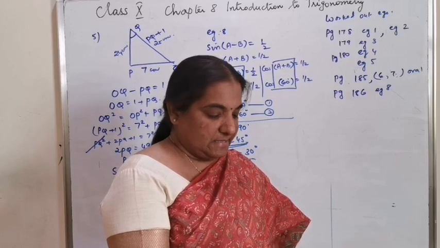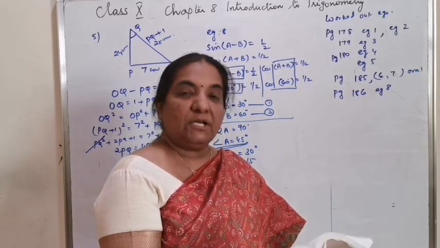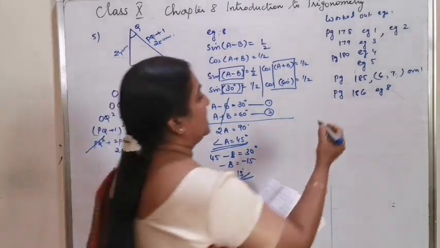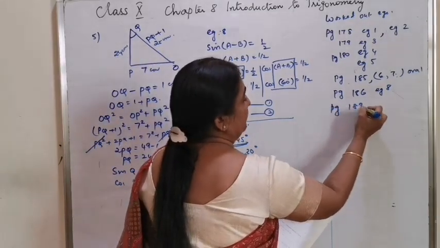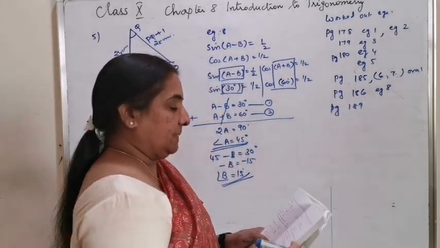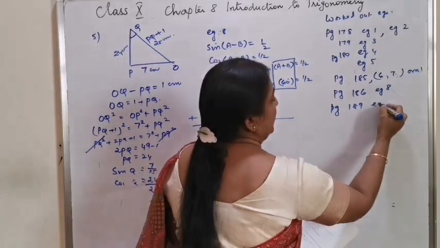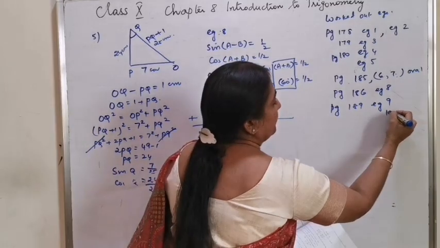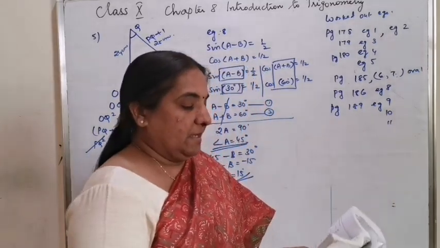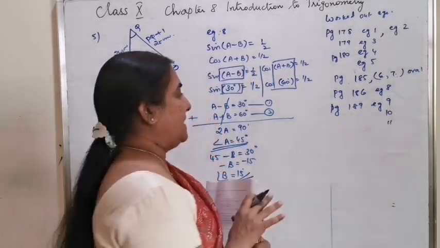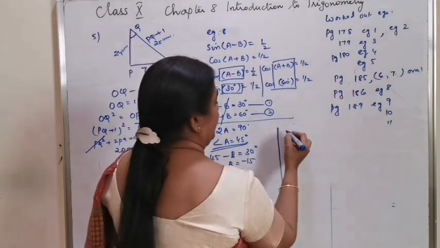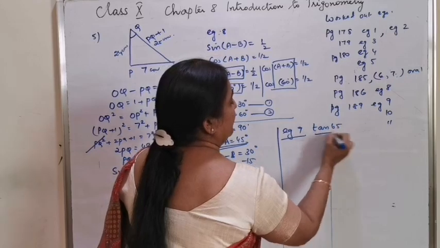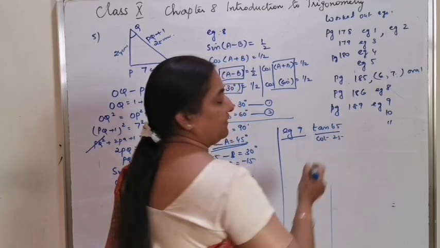The next is with the complementary ratios, example page 189. It's a very simple concept. Example 9, example 10 and 11. Evaluate tan 65 by cot 25.